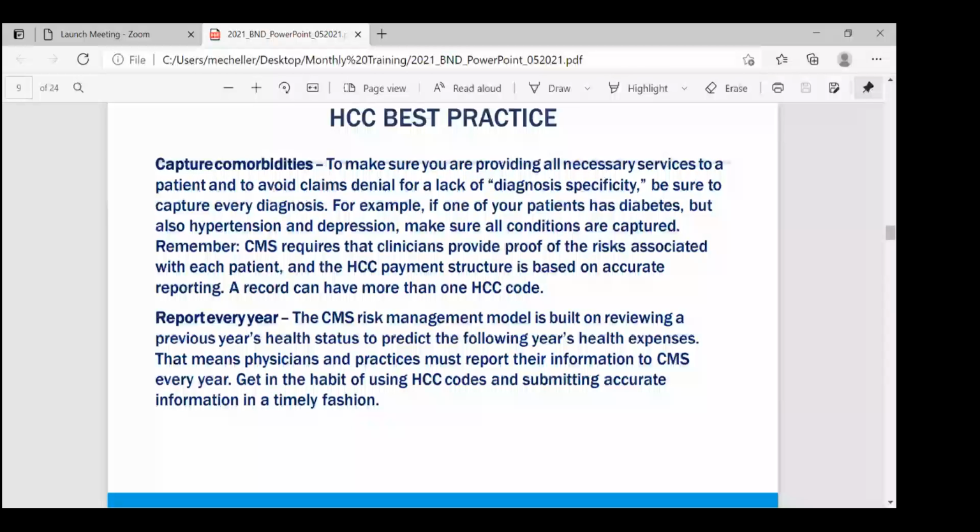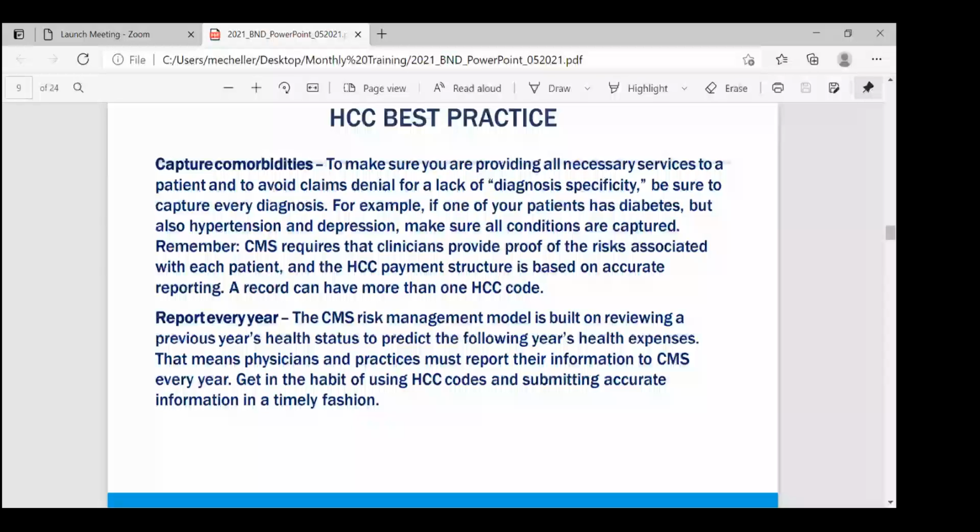Reporting every year. The CMS risk management model is built on reviewing a previous year's health status to predict the following year's health expense. So this means that physicians and practices must report their information to CMS every year.